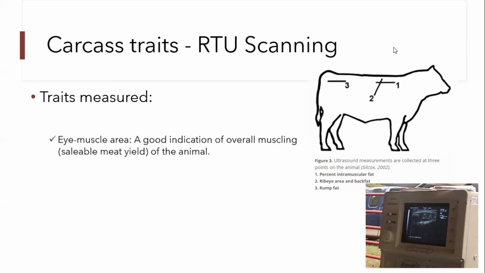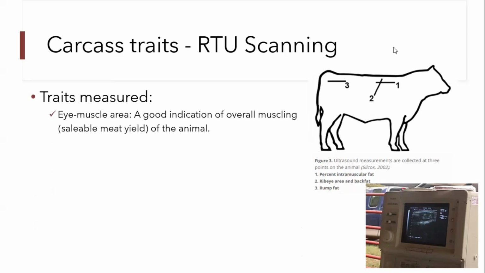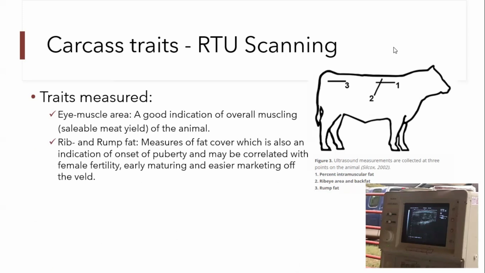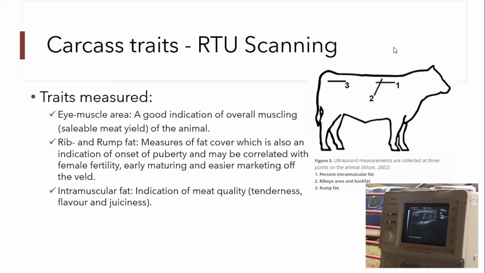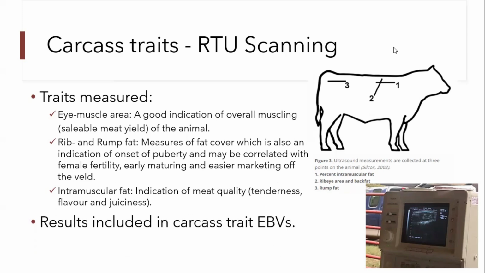So what traits do we measure? We look at the eye muscle area, which gives you a good indication of the overall muscling of the animal. Then we have the rib and rump fat, which gives you an indication of the fat coverage of the animal, and is an indication of the onset of puberty as well. Then we have intramuscular fat, which is an indication of the meat quality, the tenderness, flavour and juiciness of the beef.